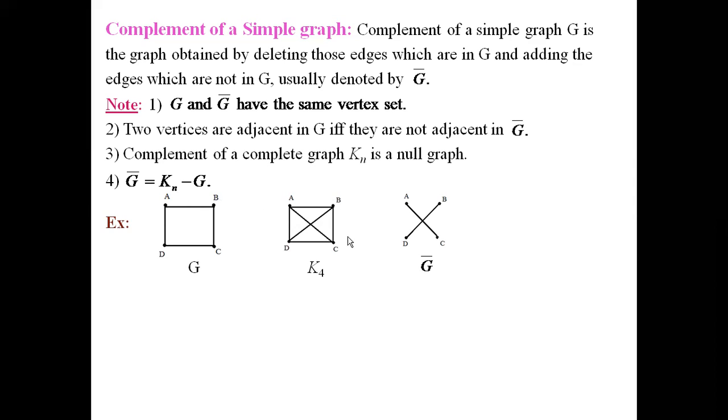K4 has all the edges joined, that is AC is also joined and BD also has an edge. We observe in the graph G, AC has no edge and BD also is not joined by an edge. So the edges which are missing in G but are there in K4 should be drawn in the complement of the graph. So G complement is joining A to C and B to D.